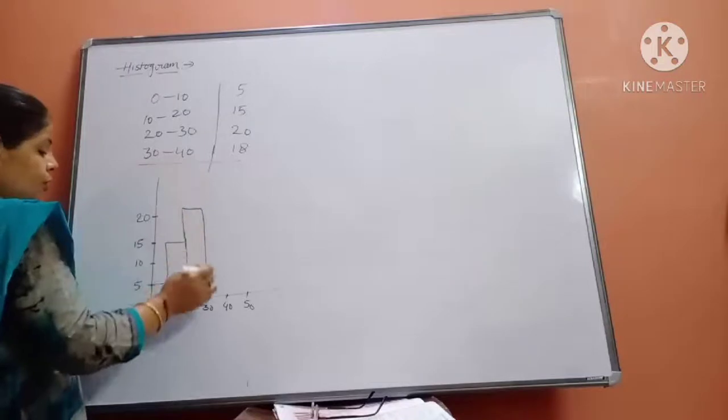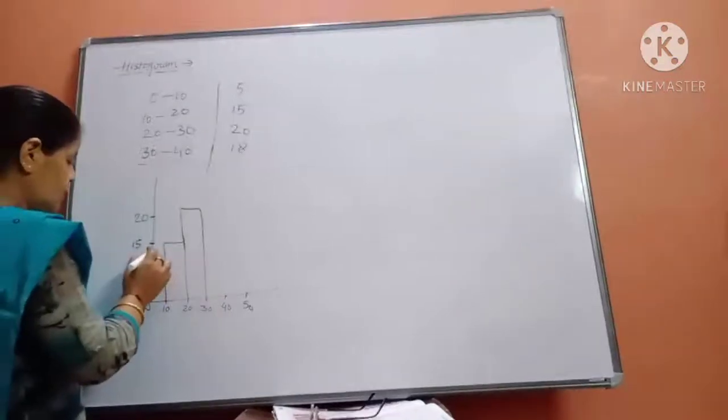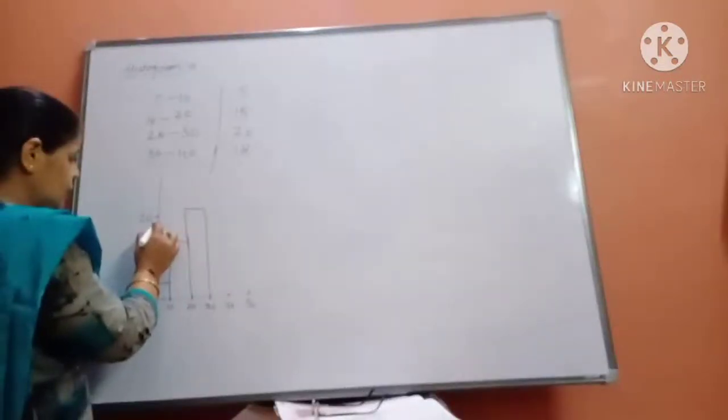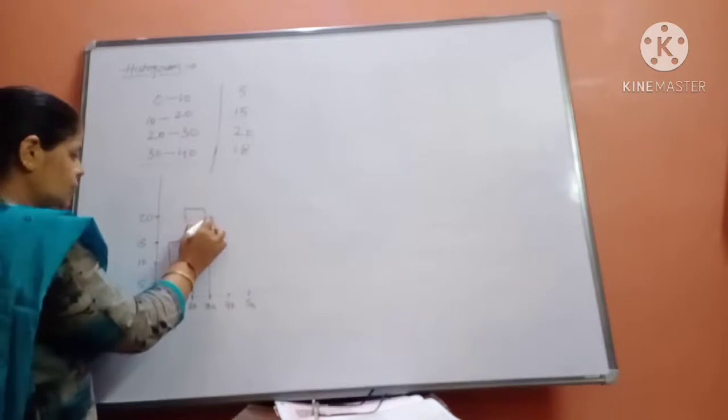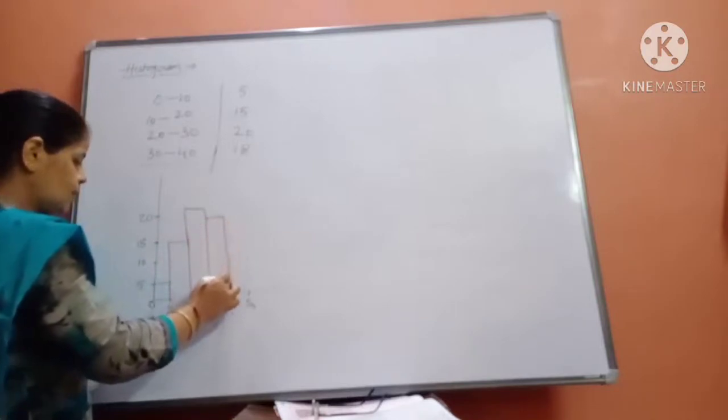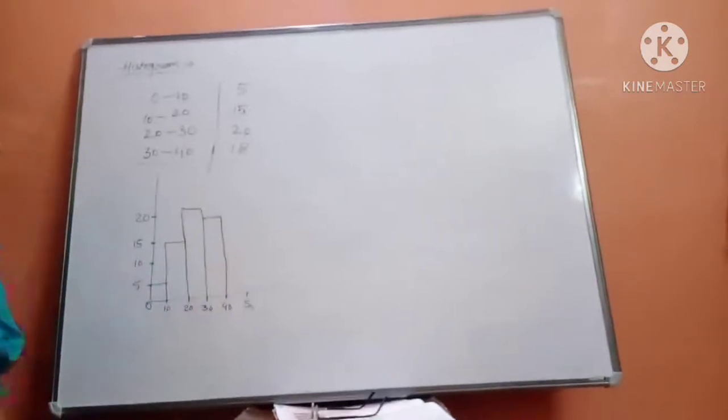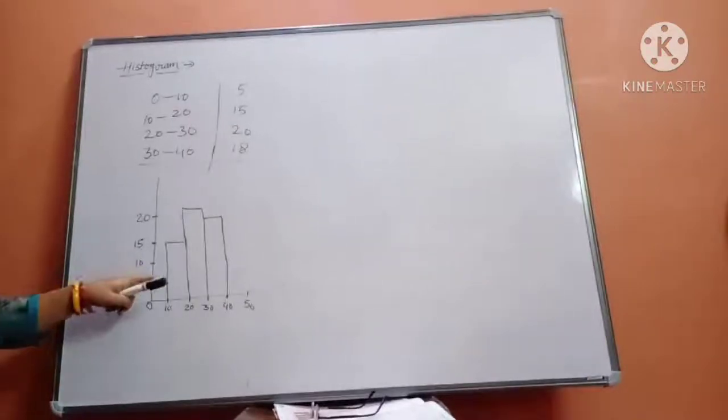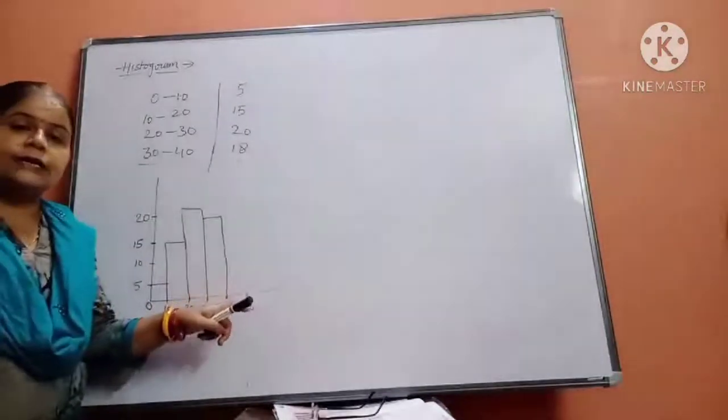And 30 to 40 will be 18. So 15 is there, 18 will be near to here. So in this way 30 to 40. And 40 to 50 I have not written there. So these kinds of graphs are known as the histogram.